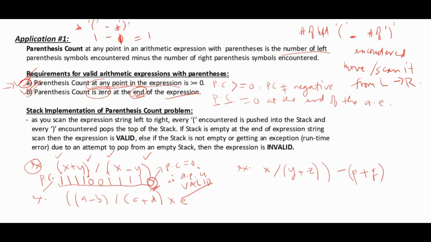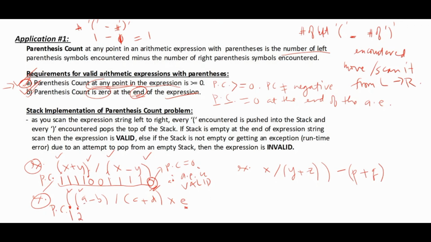How about for the second example? So what is the parenthesis count from the leftmost character to the rightmost character, which is E? At this point, we have encountered 1 left parenthesis minus we have not encountered any right parenthesis yet. So this is equal to 1. 1 left minus 0 right is 1. At this point, we have encountered 2 left parentheses and we have not encountered right parentheses yet. So this is equal to 2 minus 0, which is 2.